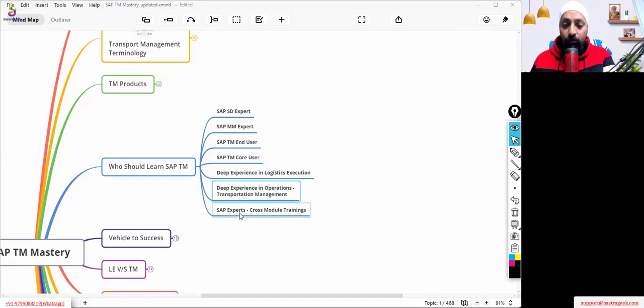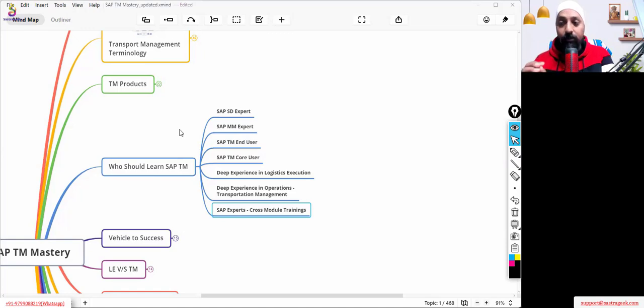If you are an SAP expert in any module and want to cross train on TM, you would be able to go ahead and start with it. Not a problem. Now, the people who do not have any SAP background would be learning SAP for the first time. This is not the right module. This is the right module, but it should not be the first step.